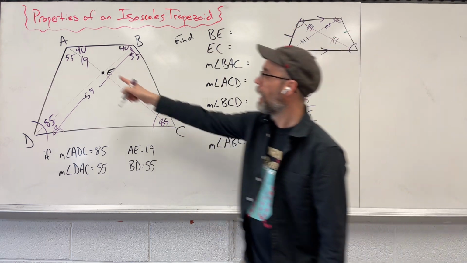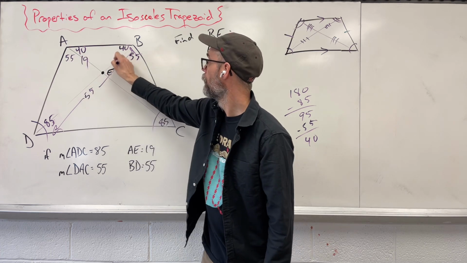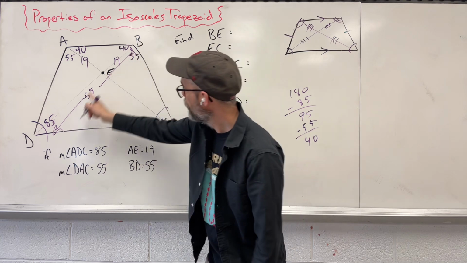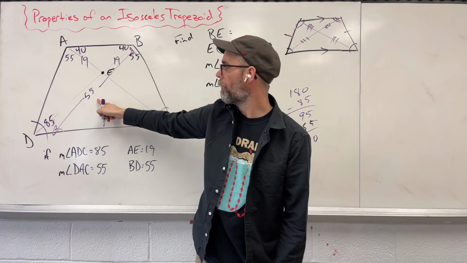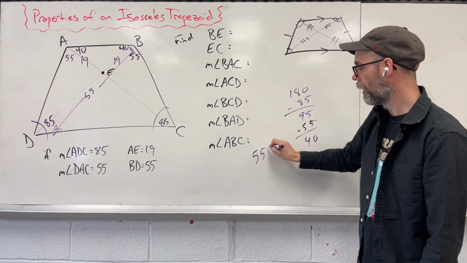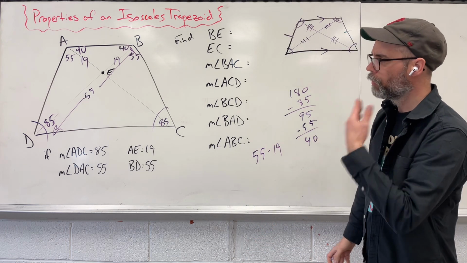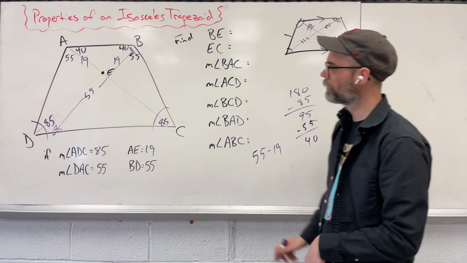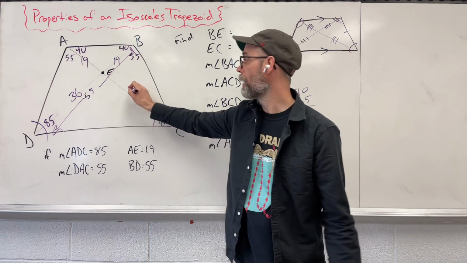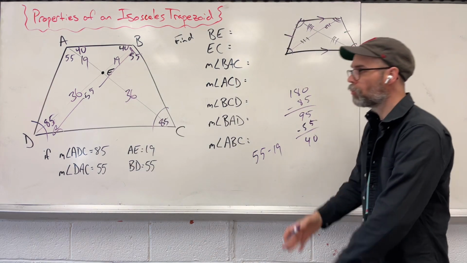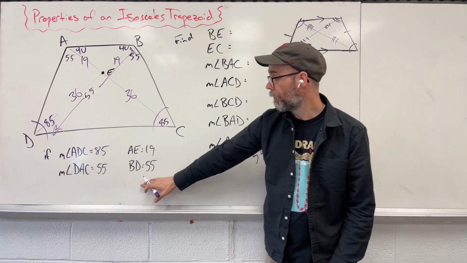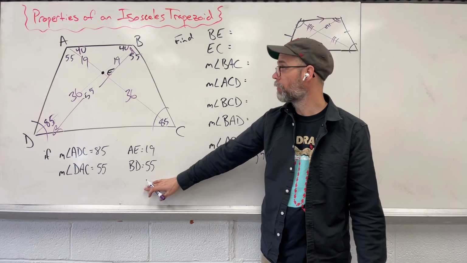What else do we know? AE is 19. BE is 19. If BE is 19, and I know that that's 55, this section right here has to be 55 minus 19, which leaves us with 36. That's 36. Then this side also has to be the same. So we just marked up our picture all over the place. That's great, and that's only given two angles and two little pieces of our diagonals.